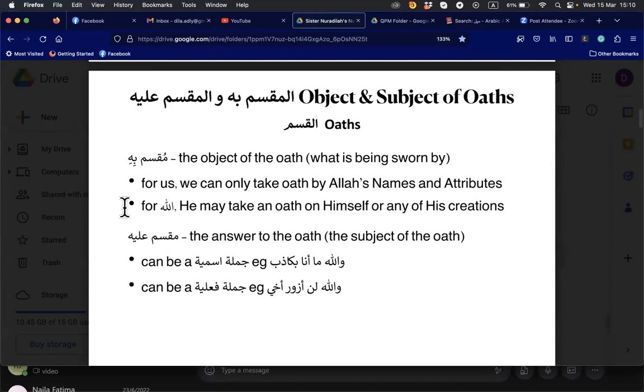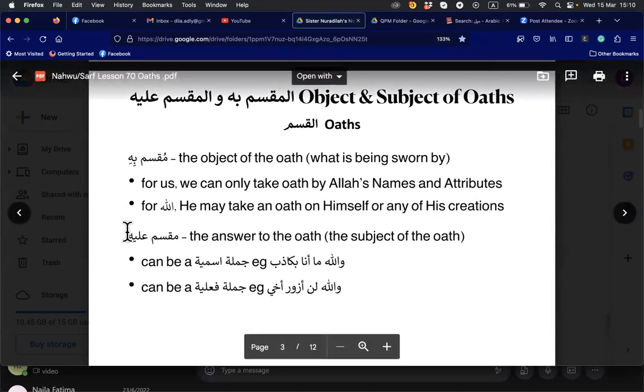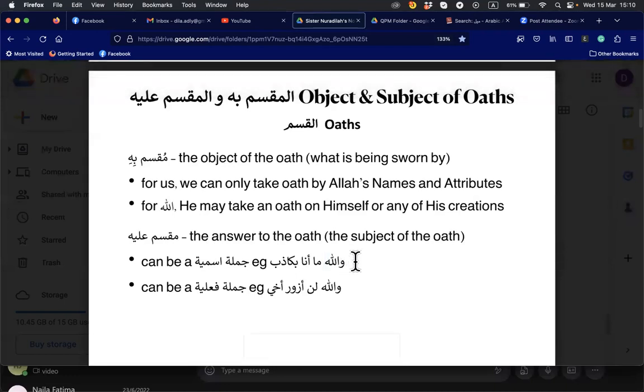And then for the answer to the oath, there will always be an answer. If not, it's incomplete, because you don't say wallahi and then keep quiet, right? Unless it's implied, unless people know why you're taking that oath. But otherwise, you must have the answer, and it can be a jumlah ismiyah or it can be a jumlah fi'liyah. So, Sister Zarina, can you read this and translate for us?